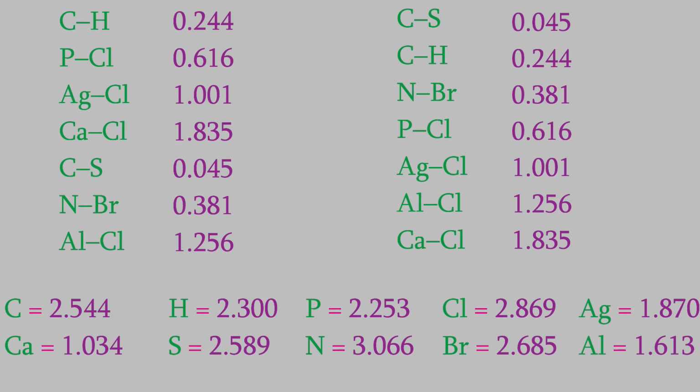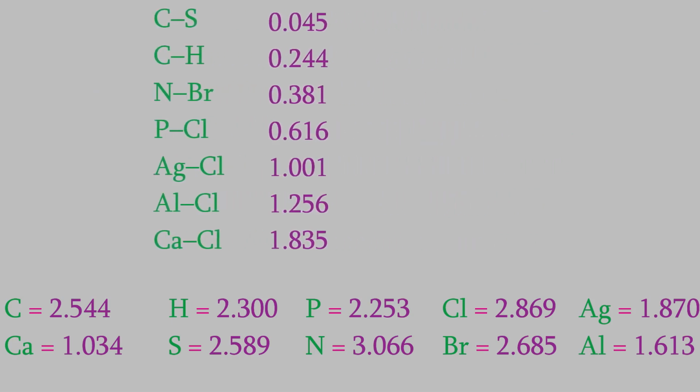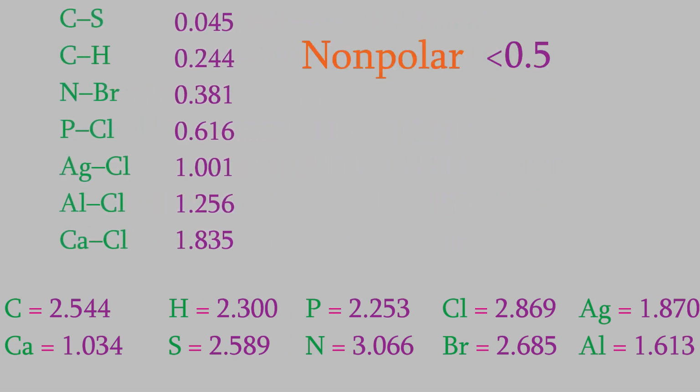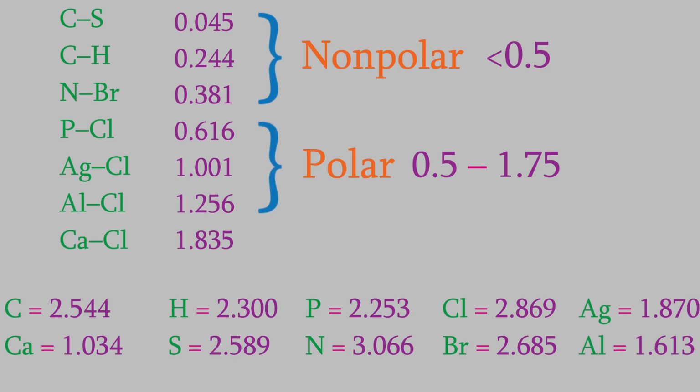We can also figure out whether these bonds are nonpolar, polar, or ionic. Remember, the nonpolar bonds have an electronegativity difference of less than 0.5. So the carbon-sulfur, carbon-hydrogen, and nitrogen-bromine bonds are all nonpolar covalent bonds. Polar covalent bonds have an electronegativity difference of between 0.5 and 1.75. So that covers the phosphorus-chlorine, silver-chlorine, and aluminum-chlorine bonds. And finally, ionic bonds must have an electronegativity difference above 1.75. So only the calcium-chlorine bond is ionic.